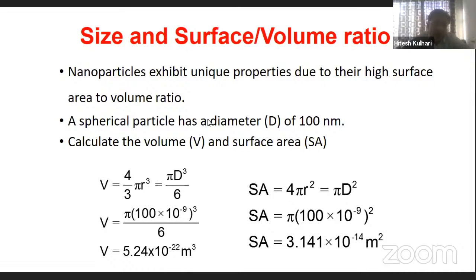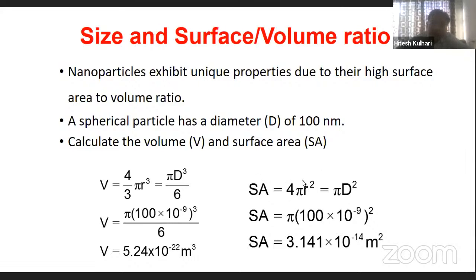So if we calculate for a spherical particle having a diameter of about 100 nanometers, its volume will be 5.24 multiplied by 10 raised to the power minus 22 meter cubed. I think you are all aware of the volume of a sphere, that is 4/3 pi r cubed. So if we put that 100 nanometers here, we get the volume, which is about 5.24 times 10 raised to the power minus 22.